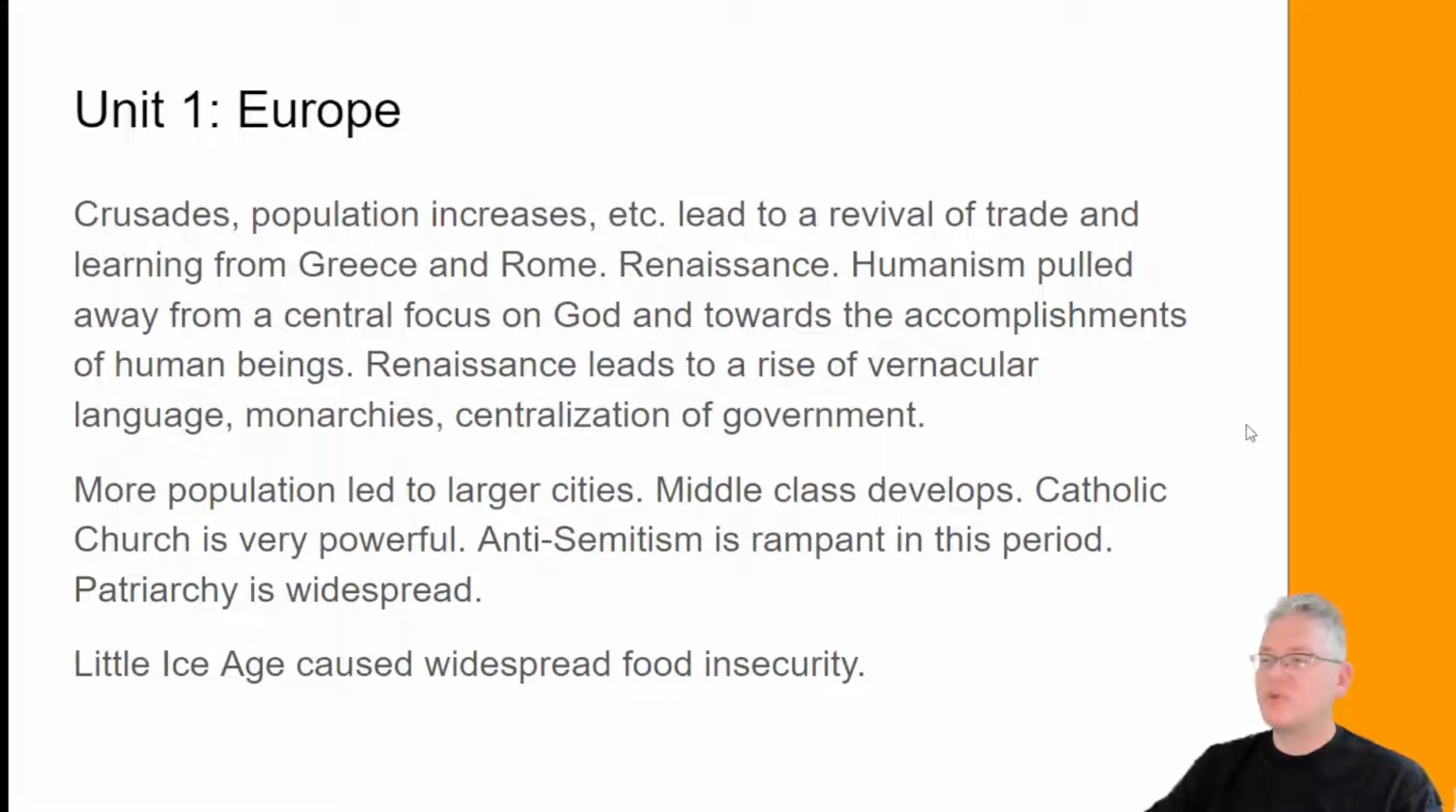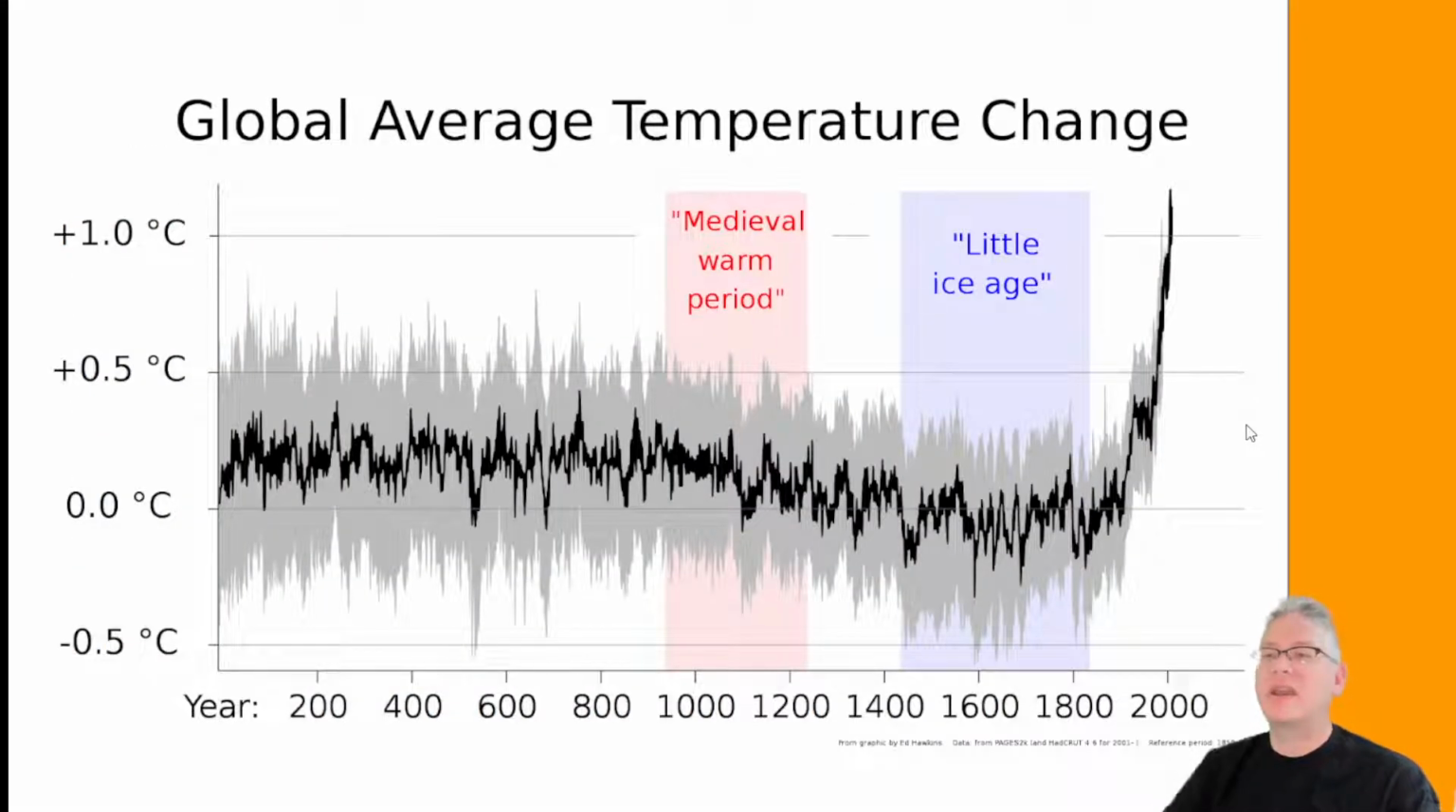We also have this unusual climate event called the Little Ice Age, which is going to cause widespread food insecurity. If you look at this picture here, you can get an idea of it. This is global average temperature change over time. So we have this period called the medieval warm period, where it warms up just a little bit. And that's going to help increase a lot of food. So that is what is going to cause that population increase.